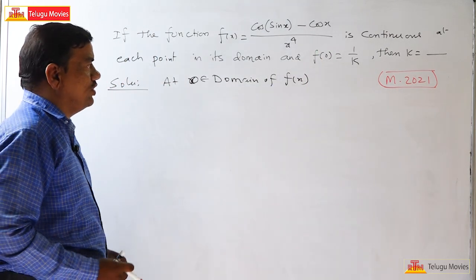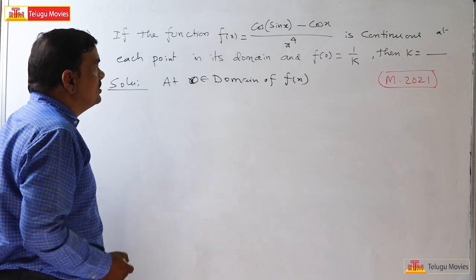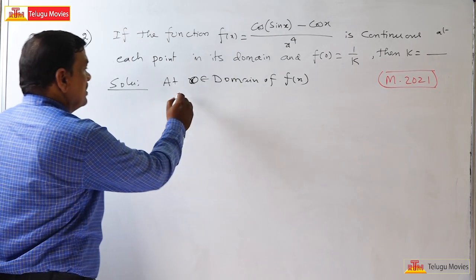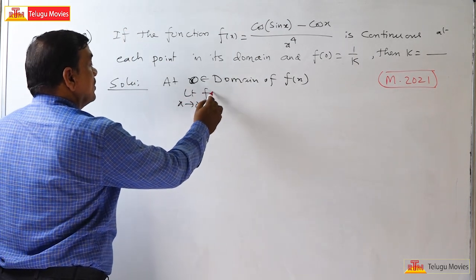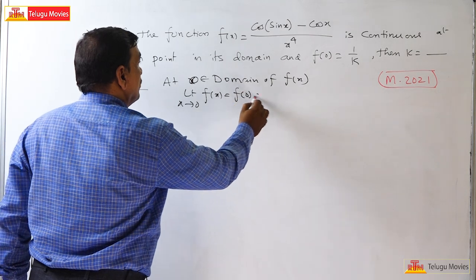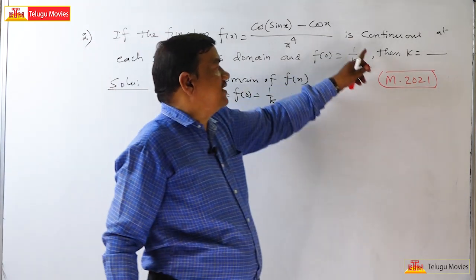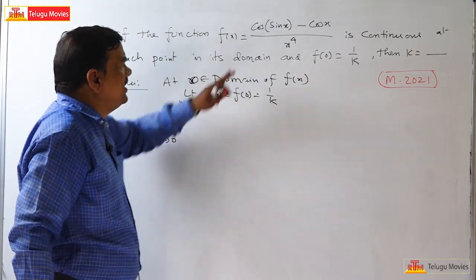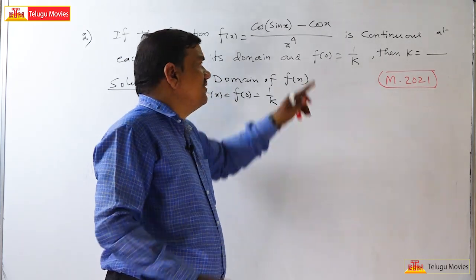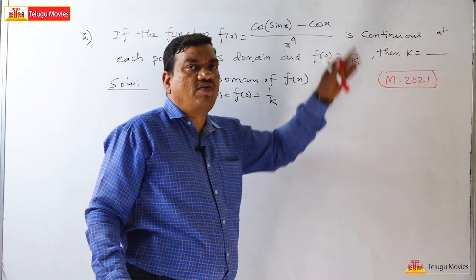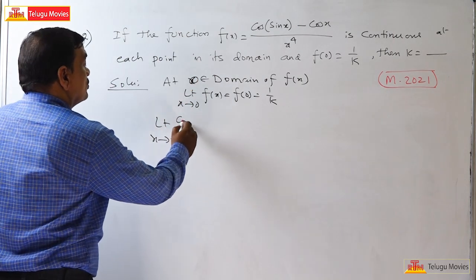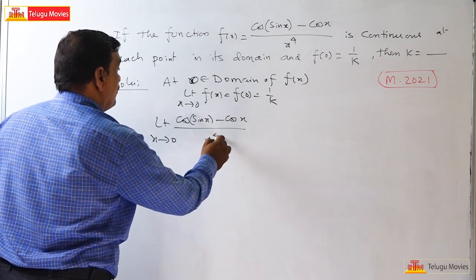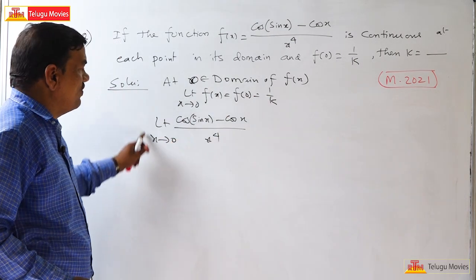From the conclusion, f of 0 is equal to 1 by k. Now since it is continuous at each and every point, at x is equal to 0 also the function is continuous. That means limit x tends to 0 of f of x is equal to f of 0, that is given as 1 by k. So let us find out the value of the limit x tends to 0. For all values, the functional value is this only. That's why limit x tends to 0 of cos of sin x minus cos x by x to the power of 4 is equal to 1 by k. First we will find out this limit.